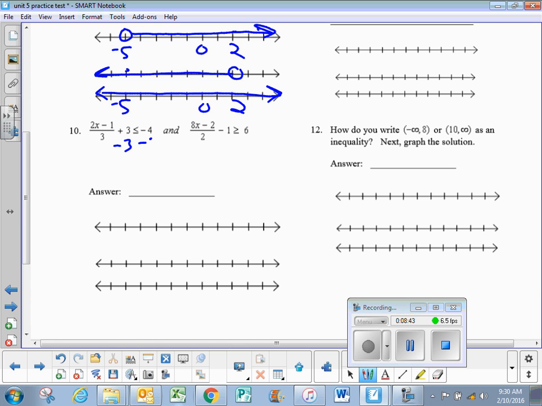Okay, here you subtract 3 from both sides. 2x minus 1 is less than or equal to negative 2x minus 1 divided by 3. We first want to get x alone, closer to being alone, right? So less than or equal to negative 7.